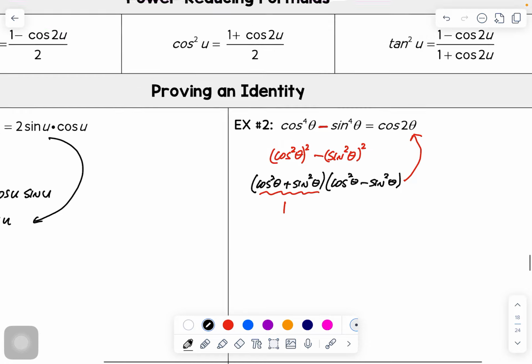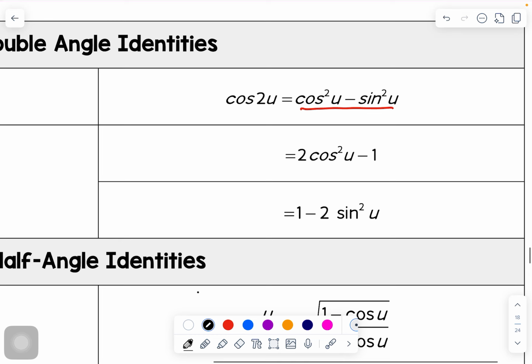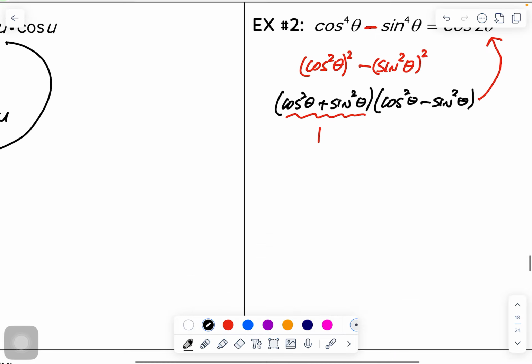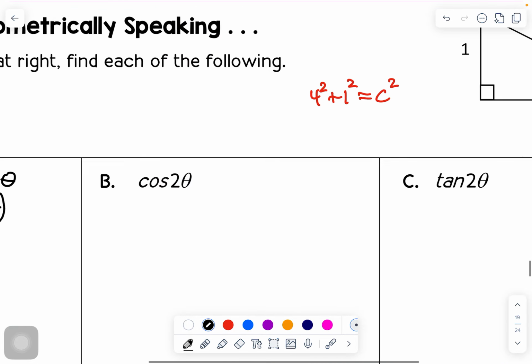Now when you do the cosine of 2 theta, notice that you do have a couple formulas here for this. So really it's up to you which one you choose. We could prove that any of these work for the double angle for cosine. I'll probably just use the original one up there of cosine squared minus sine squared. They would all give us the same answer, obviously.